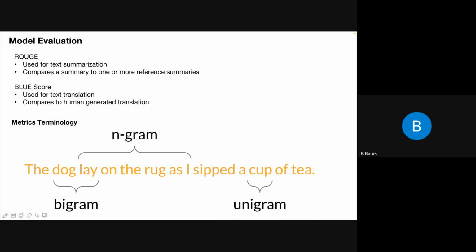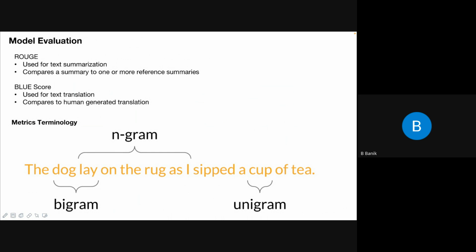So the ROUGE metric compares a summary to one or more reference summaries. What is the summary you are putting, and what is the reference it is generating. It is used for text summarization. And BLEU score is used for text translation, and compares to a human generated translation. So if you have a human generated translation and a model generated translation, that's where you can use the BLEU score.